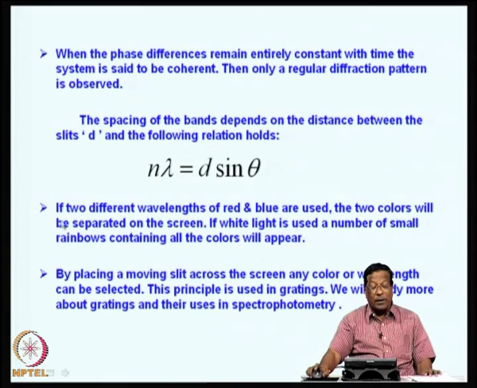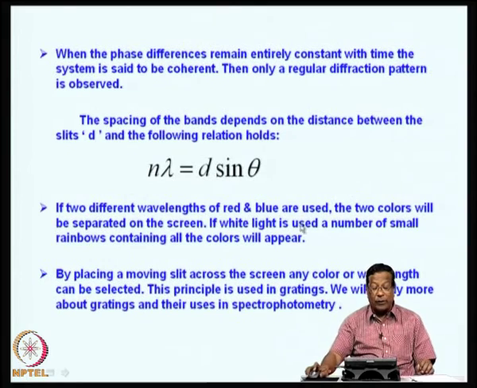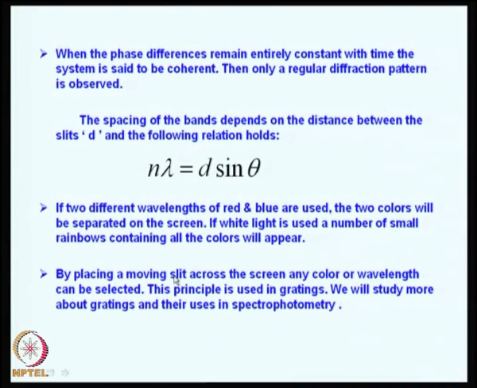Now, if two different wavelengths of red and blue are used, the two colors will be separated on the screen. If white light is used, a number of small rainbows containing all the colors will appear. By placing a moving slit across the screen, any color or wavelength can be selected. This principle is used in gratings.